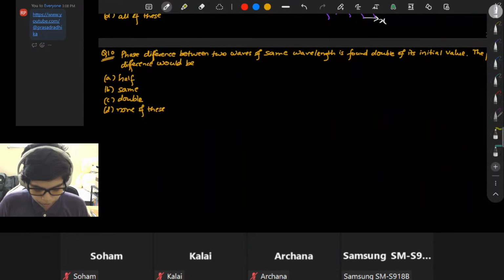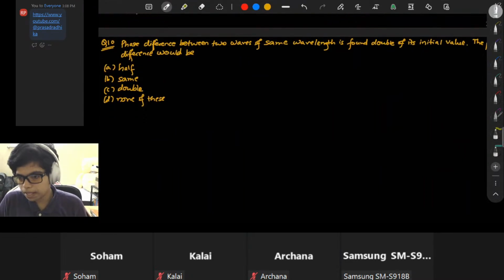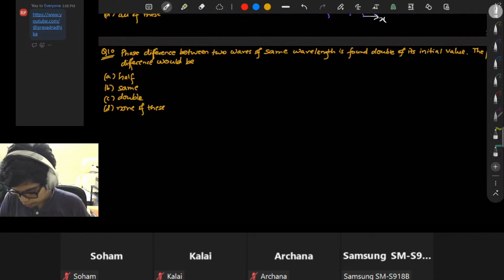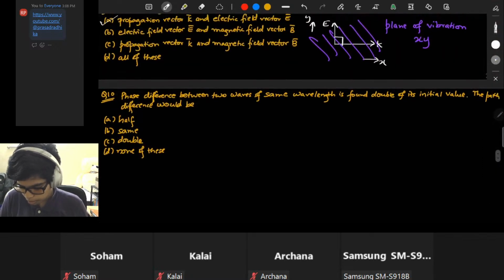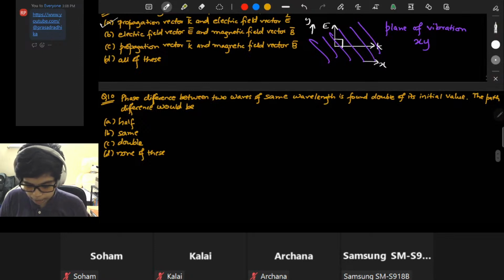Okay, so last question for this week 3. I will relaunch the poll one last time for today. The phase difference between two waves of the same wavelength is found to be double its initial value. The path difference would become: half, same, double, or none of these. These are the options.